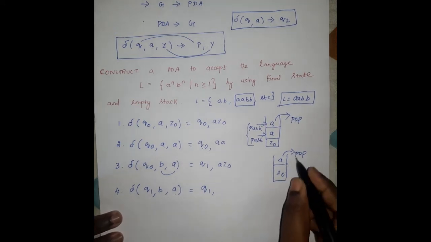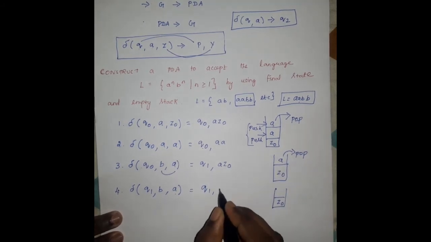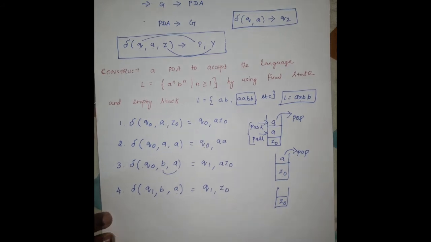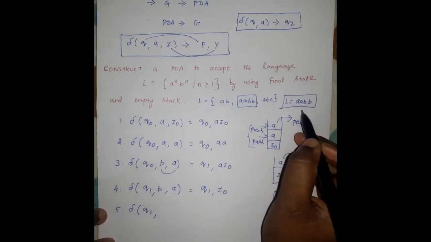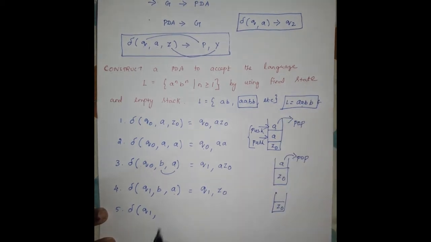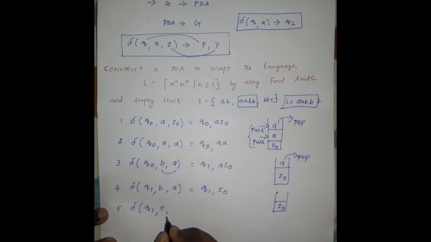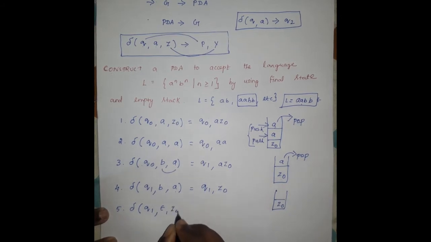But now, after popping the element A from the stack, the stack has only Z0. So now the stack element is Z0 only. So the final transition function is delta of current state Q1, comma. Here we have already read or scanned all the elements. So after B we are considering only epsilon. So the input symbol now is epsilon, that is the empty string, and this term includes the top of the stack element. So the top of the stack element is Z0.